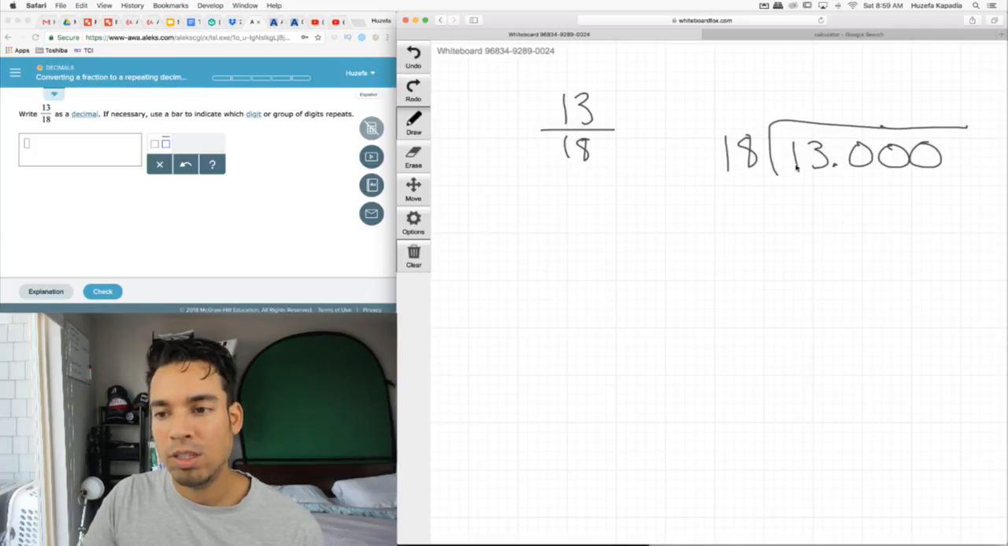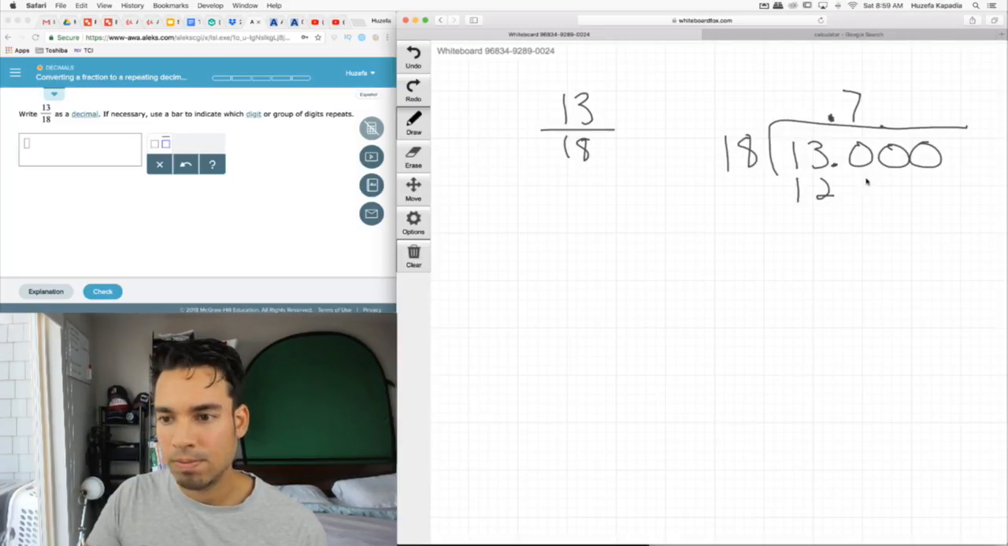18 goes into not 13, but 130. And we always got to line those decimals up. So put the decimal up top. It lines up here with the dividend in the answer. So 18 goes into 130 7 times, right? So 70 plus 56 is 126. Subtract, we get 4, bring down a 0. This goes in 2 times. 2 times 18 is 36.